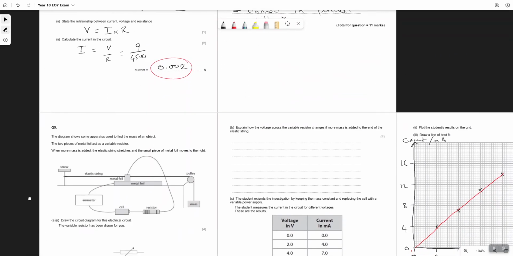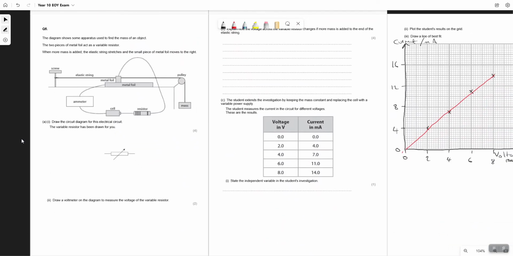Cool. Right. Question 5. Circuit diagram for this electrical circuit. We've got the variable resistor, which is what this thing here is doing. So what we need to do is draw our circuit diagram. So there's the ammeter, the cell, there's the resistor.